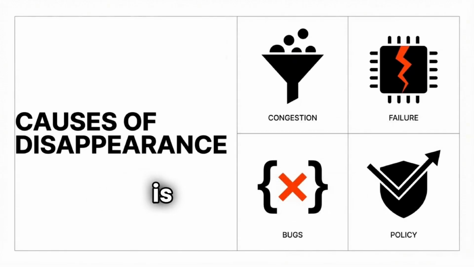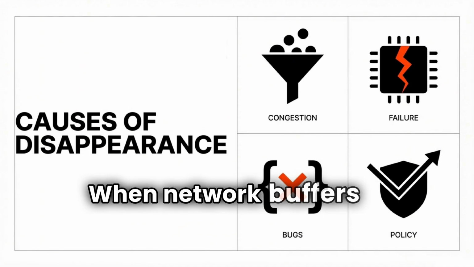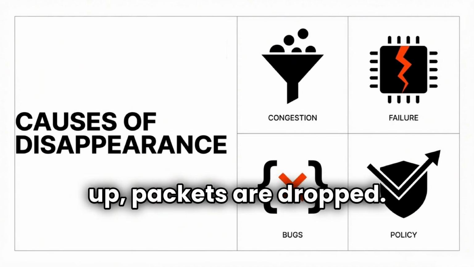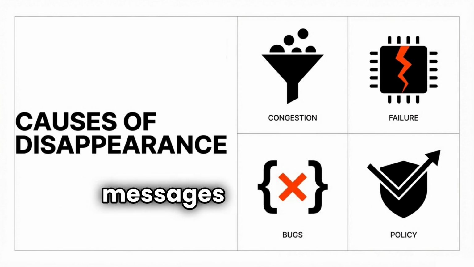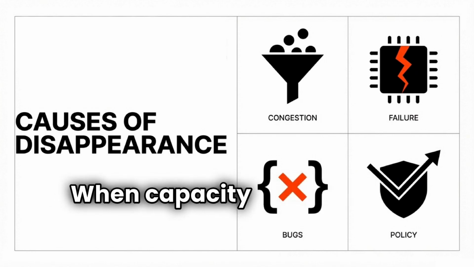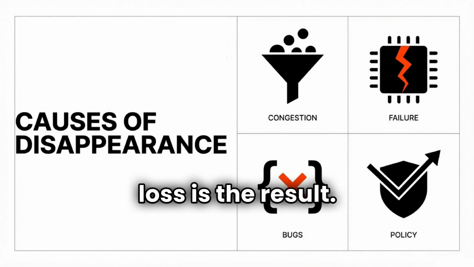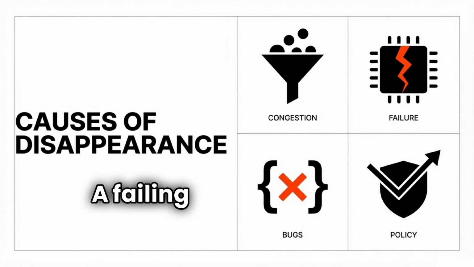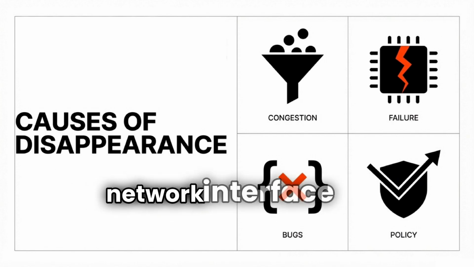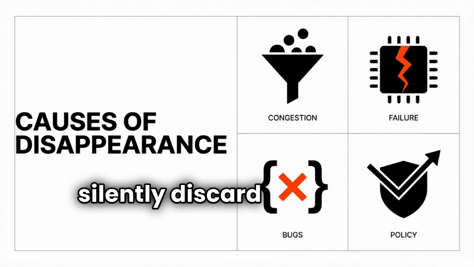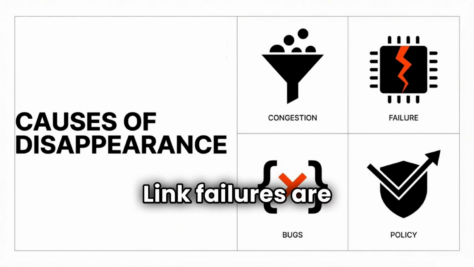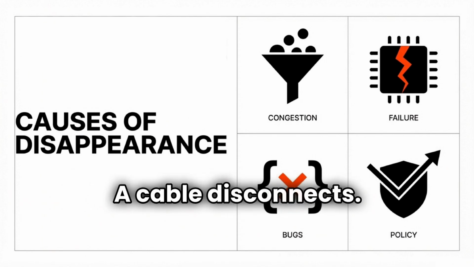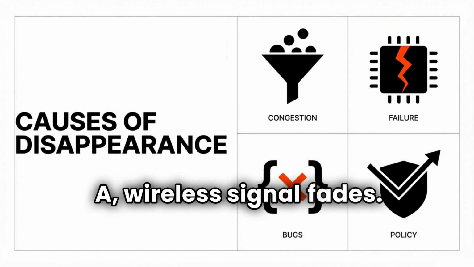One common cause is congestion. When network buffers fill up, packets are dropped. Routers cannot store messages indefinitely. When capacity is exceeded, loss is the result. Hardware failures also cause message loss. A failing router, switch, or network interface can silently discard messages. Link failures are another cause. A cable disconnects. A wireless signal fades.